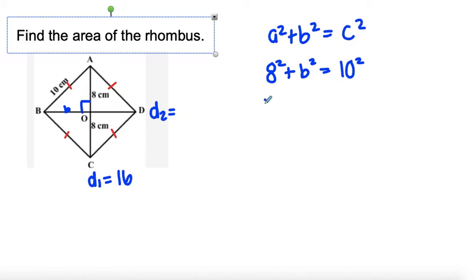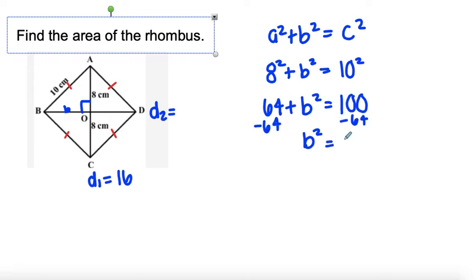So 8 squared is 64, and 10 squared is 100. Subtracting 64 from both sides, I get 36. Then taking the square root, I see that b is equal to 6. So that means this side length is 6. These two are congruent to one another, so this is 6 as well. And then 6 plus 6, I get 12.